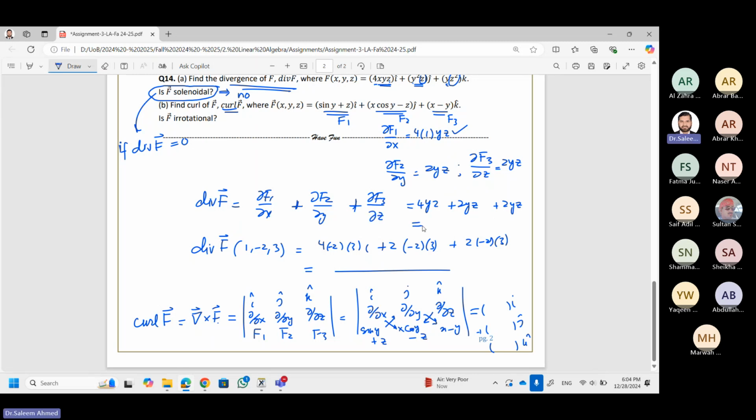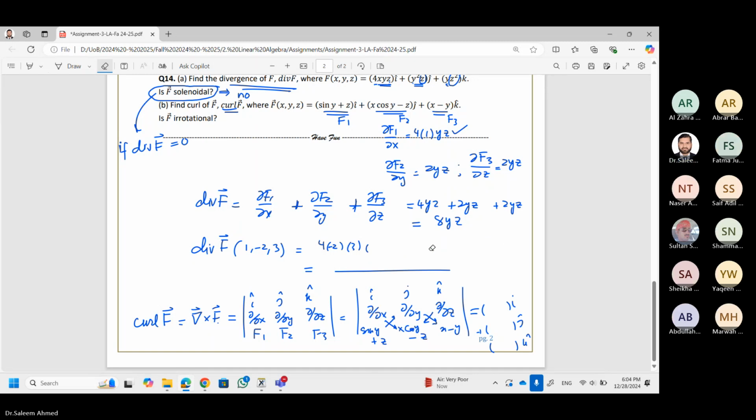So we got this value. We can add, basically this becomes 8yz. 4 plus 2 plus 2, 8. So my divergence is just 8 into y into z minus 48. Okay. So in divergence, there is no ijk.